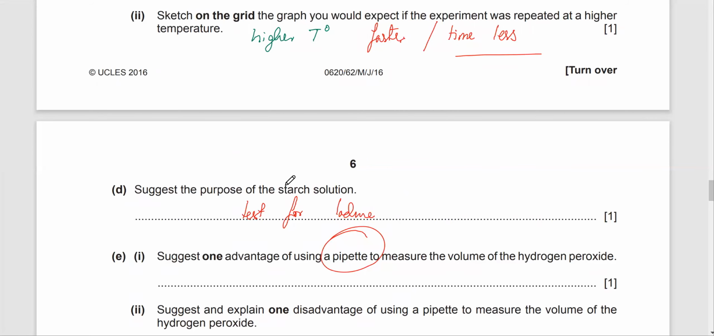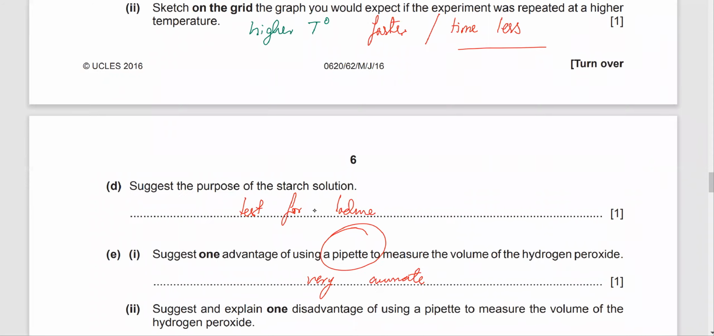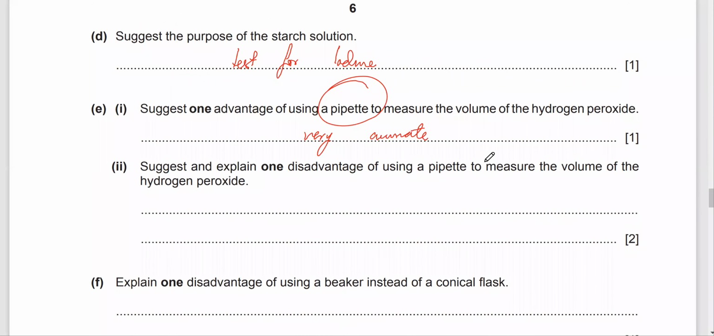अच्छा, वापस जाते हैं क्वेश्चन पे. Suggest one advantage, so it's very accurate. The other one is suggest and explain one disadvantage of using a pipette to measure the volume of the hydrogen peroxide. So slow to release.